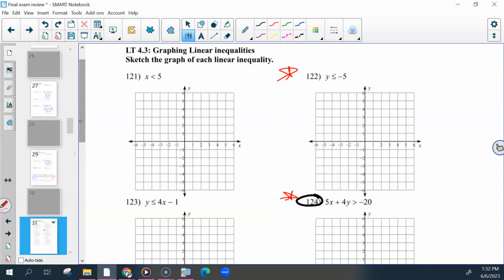It is a y inequality without any x's. We have to use toy bucks. Because it is y, it's going to be horizontal at -5, so place a dot at -5 on the y-axis. Because this is less than or equal to, this is going to be a solid line shaded below. So we're going to draw a solid horizontal line across. And underneath that line, we're going to shade.